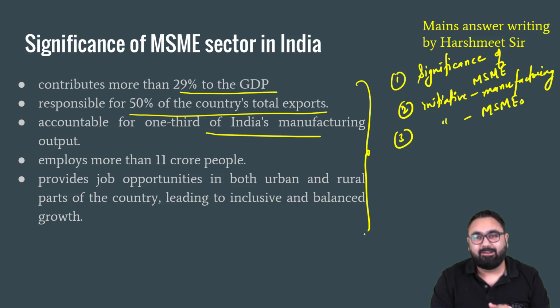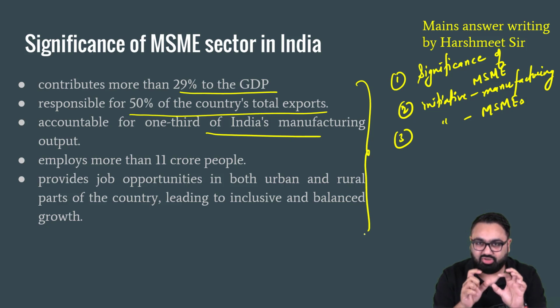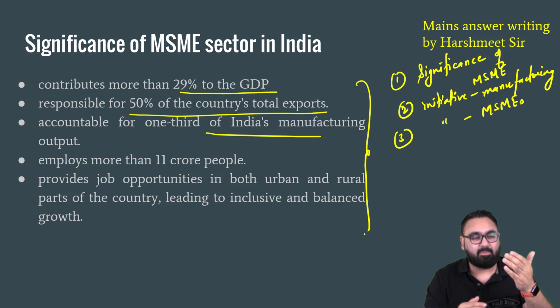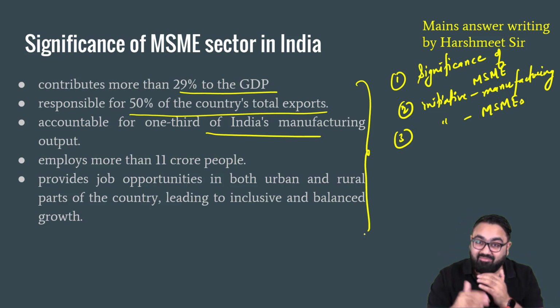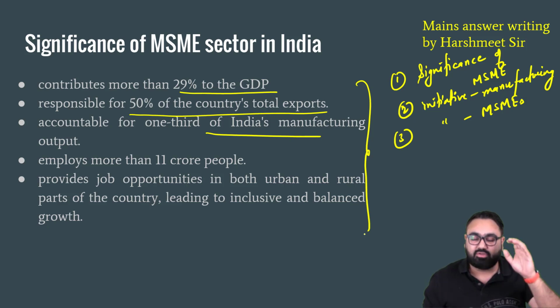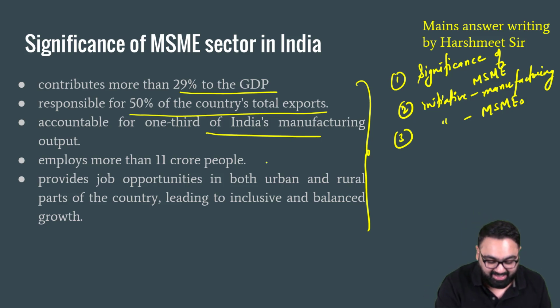But again, as I said, you have to be smart here. Understand that there are some themes that are repeated time and time again in the mains exams. And when you understand what those themes are, what topics will keep on repeating, you have to get that data ready with you in a small piece of paper or a small diary so that you can revise it every single time. MSME, manufacturing, GDP growth is one of those topics that keep on getting repeated. So you should be aware of this updated data.